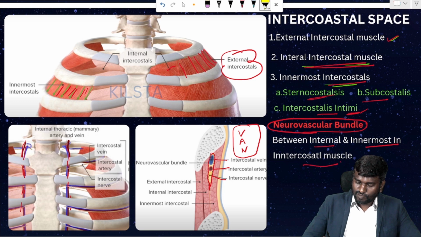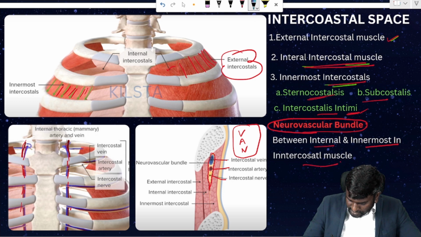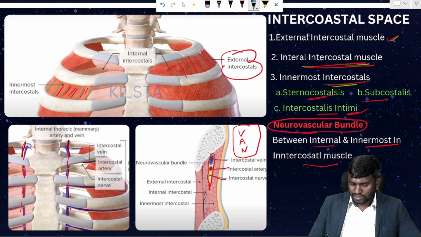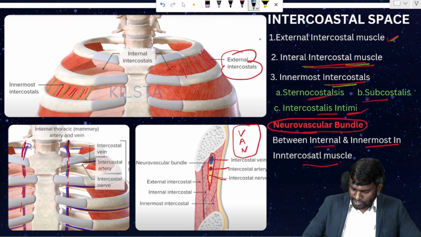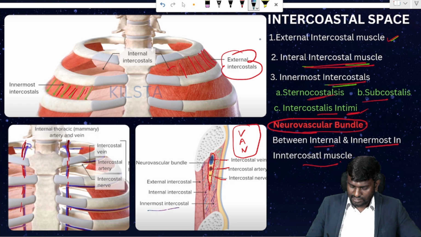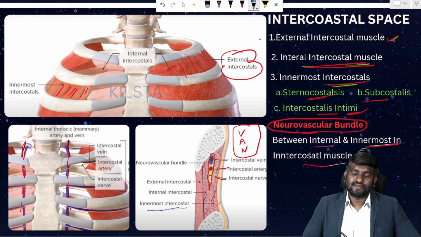Let's look at it more carefully. This layer of the muscle is called what? Internal intercostal, whereas this is called, I hope you can see, innermost intercostal. It's between the internal and the innermost intercostal muscle, as you can see these two muscles. Yes, the neurovascular bundle is between the internal and the innermost intercostal muscle. It has been asked several times in the exam.